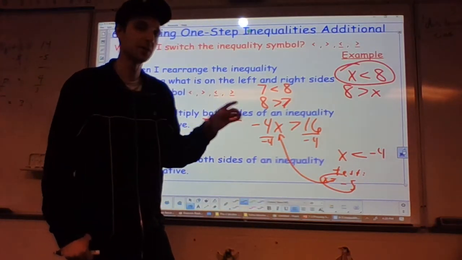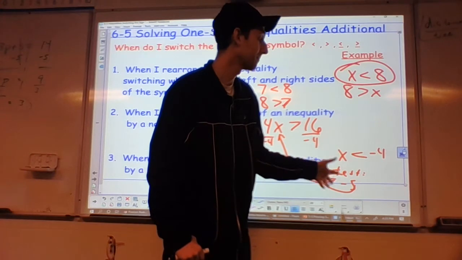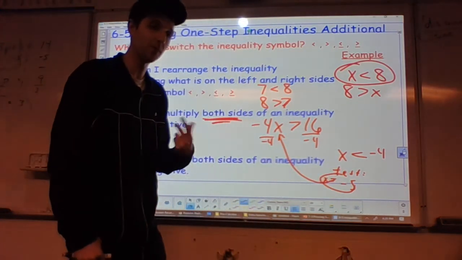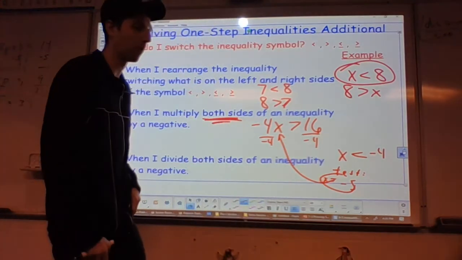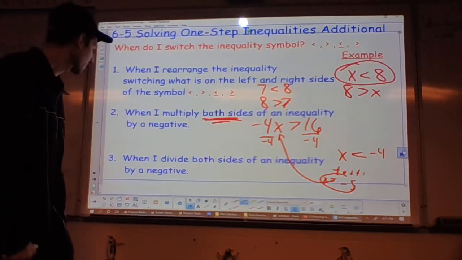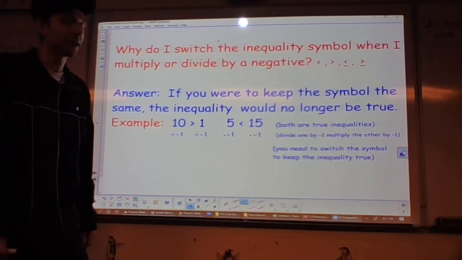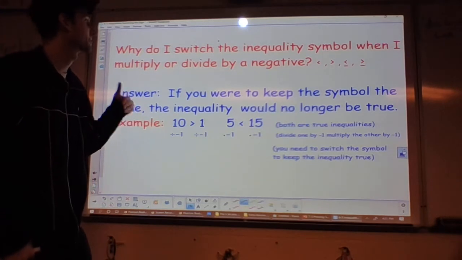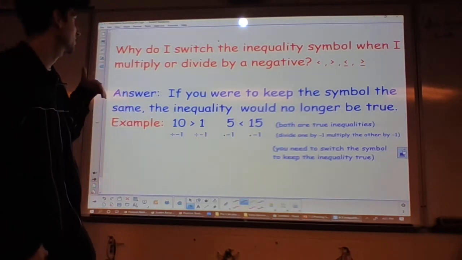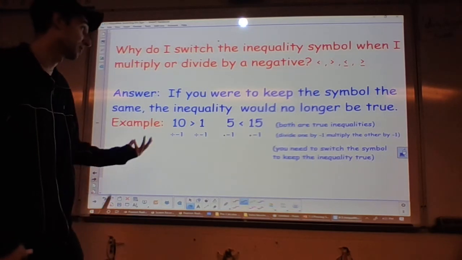Okay, so you see how by flipping the sign, it makes sense. If you don't flip the sign, the answers you could have won't make sense. All right, so you can actually experiment with this and kind of prove why it makes sense with some actual numbers. The reason we need to flip it is so it keeps the inequality true.